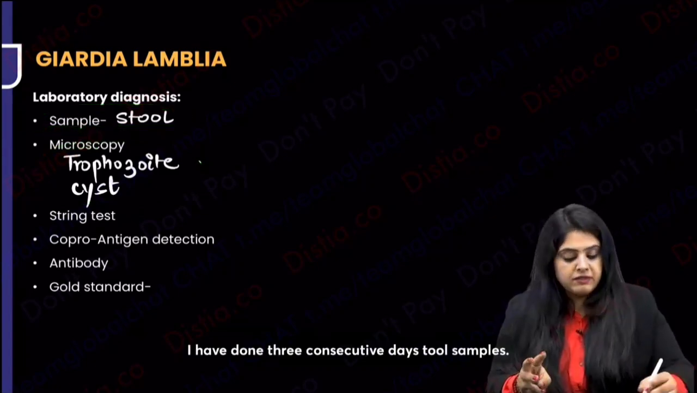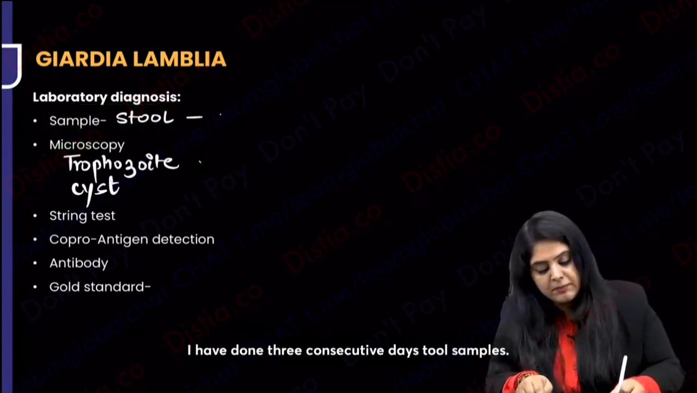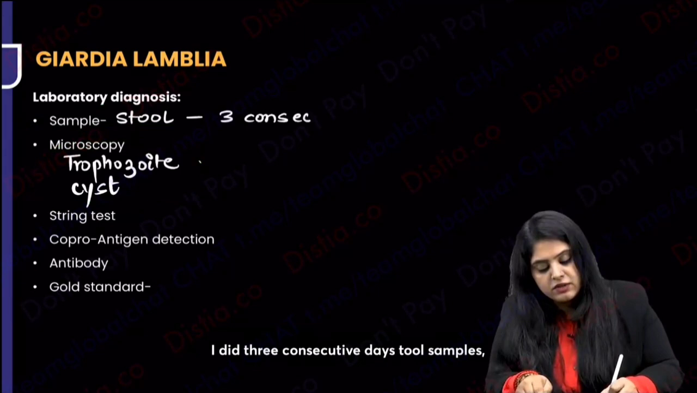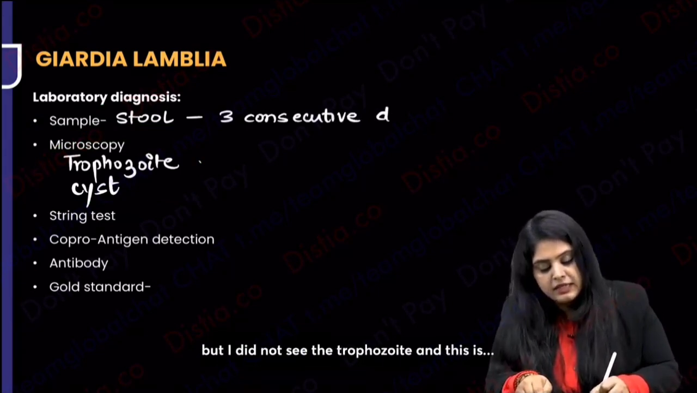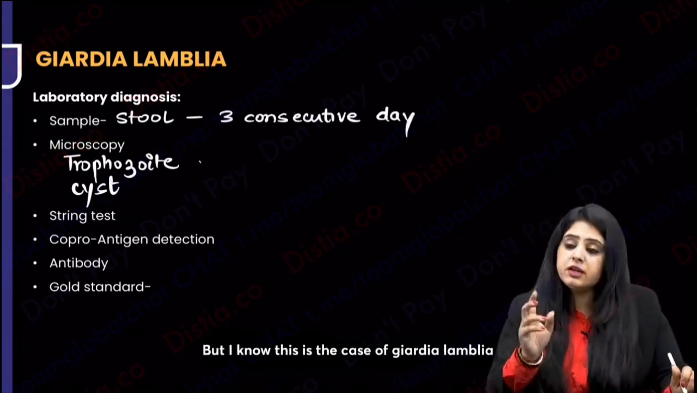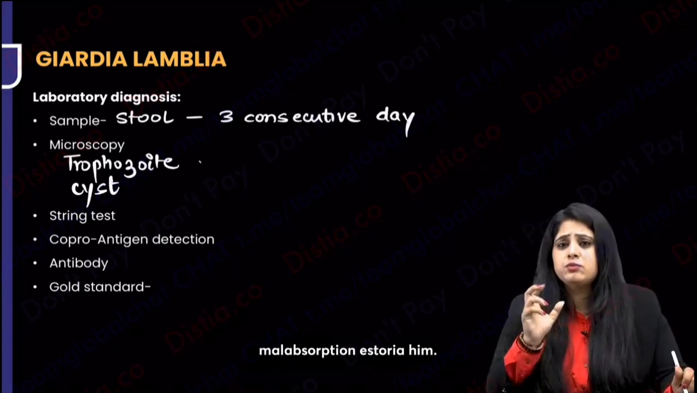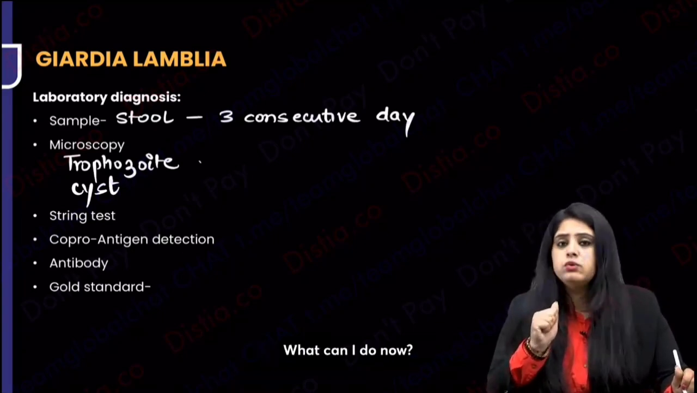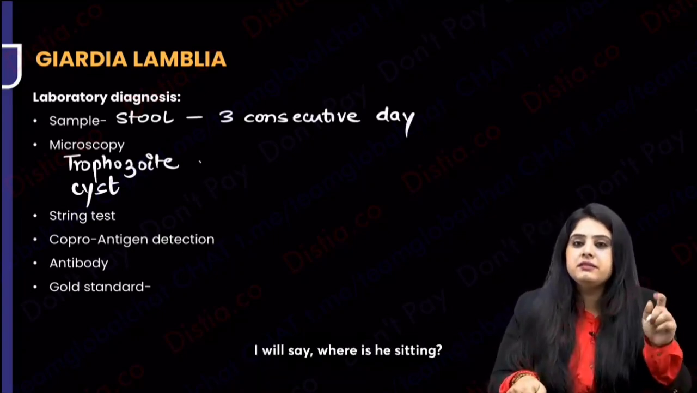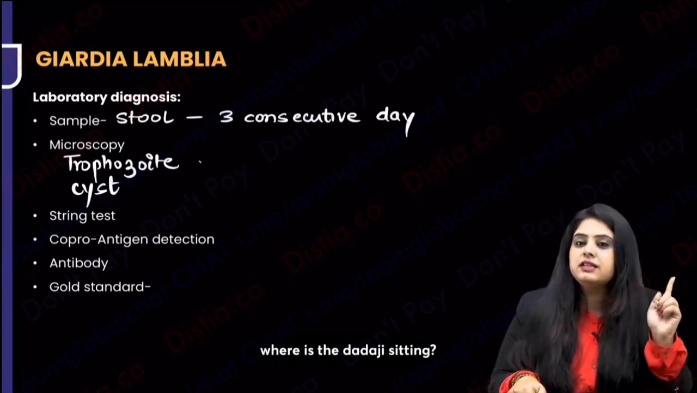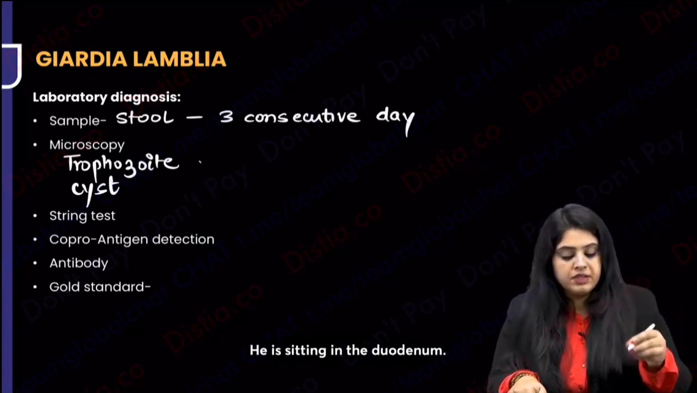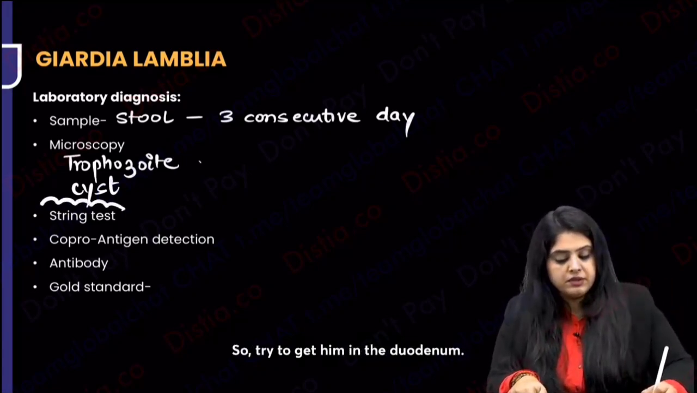You say that, ma'am, I have done 3 consecutive day stool samples, but I did not see the trophozoite and the cyst. But I know this is a case of Giardia lamblia, malabsorption, steatorrhea hai. What can I do now? I'll say, where is he sitting? If he's not coming out into the stools, where is the Dadaji sitting? He's sitting in the duodenum. So try to get him in the duodenum.